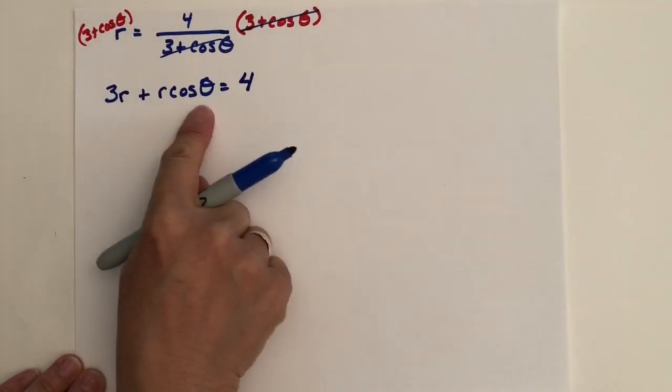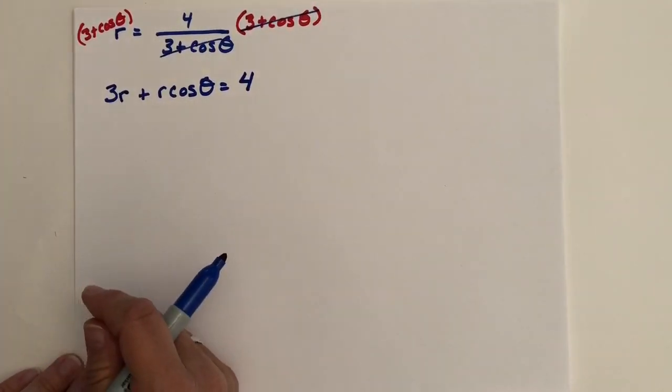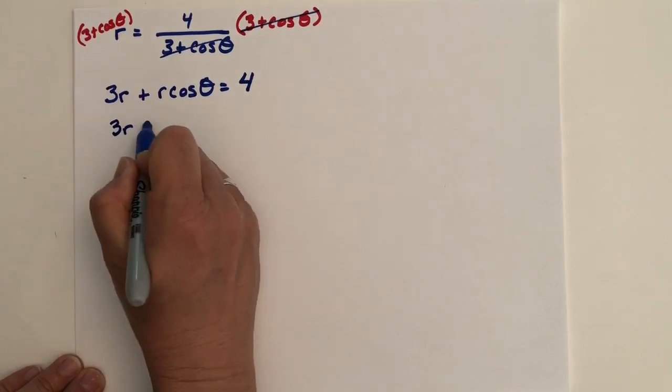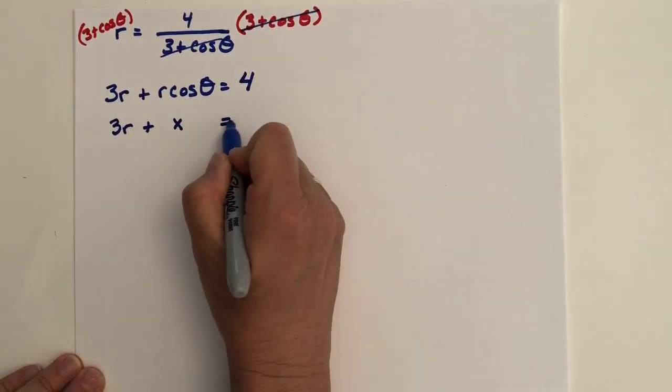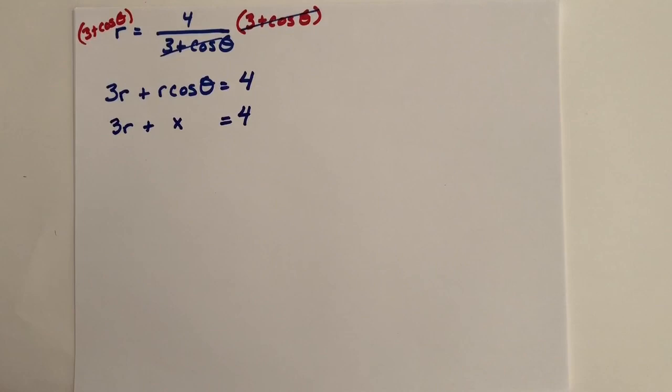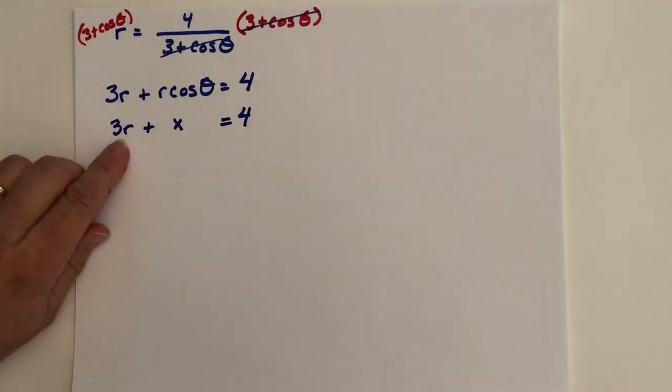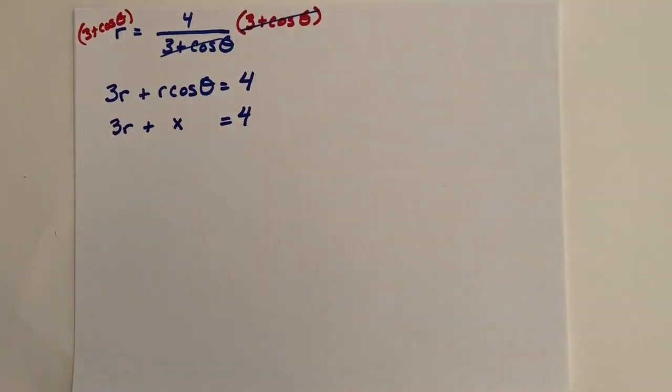This time we have an r cosine theta. I hope you recognize that as an x. So we'll make the substitution. So 3r plus x equals 4. Don't forget our goal. Our goal is to get this written in rectangular form. So we need to get rid of this r. We want the equation in terms of x's and y's.